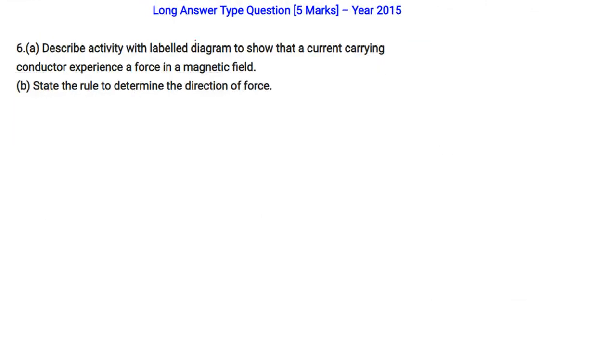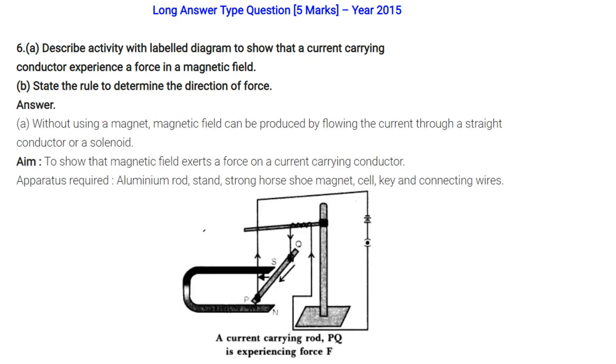Describe an activity with labelled diagram to show that a current carrying conductor experiences a force in a magnetic field. Without using a magnet, a magnetic field can be produced by flowing current through a straight conductor or a solenoid. So what we have to do here is to show that the magnetic field exerts a force on a current carrying conductor. So the apparatus would be an aluminum rod, a stand, a strong horseshoe magnet, the key, the connecting wires, etc. A current carrying rod PQ is experiencing force here.